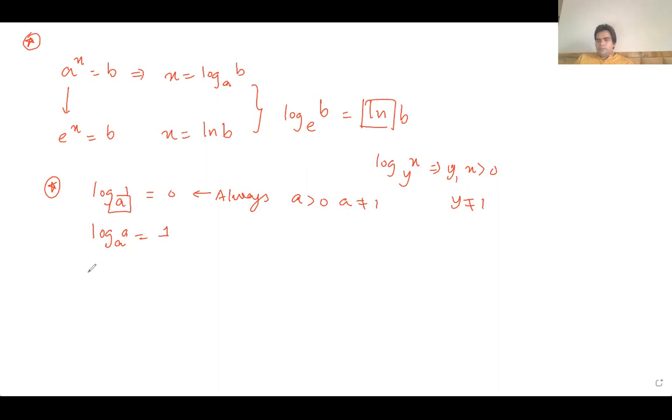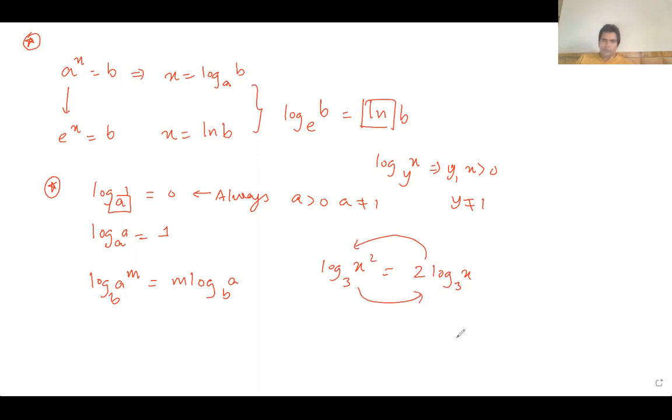Now, coming to the log properties, the core properties that are common in SL and HL both, you got log a to the power m to the base b. This can be written as m log a to the base b. So if you have, for example, log x squared to the base 3, I can write down 2 log x to the base 3. Or vice versa. So from here to here, as well as from here to here, you should be both comfortable doing it.